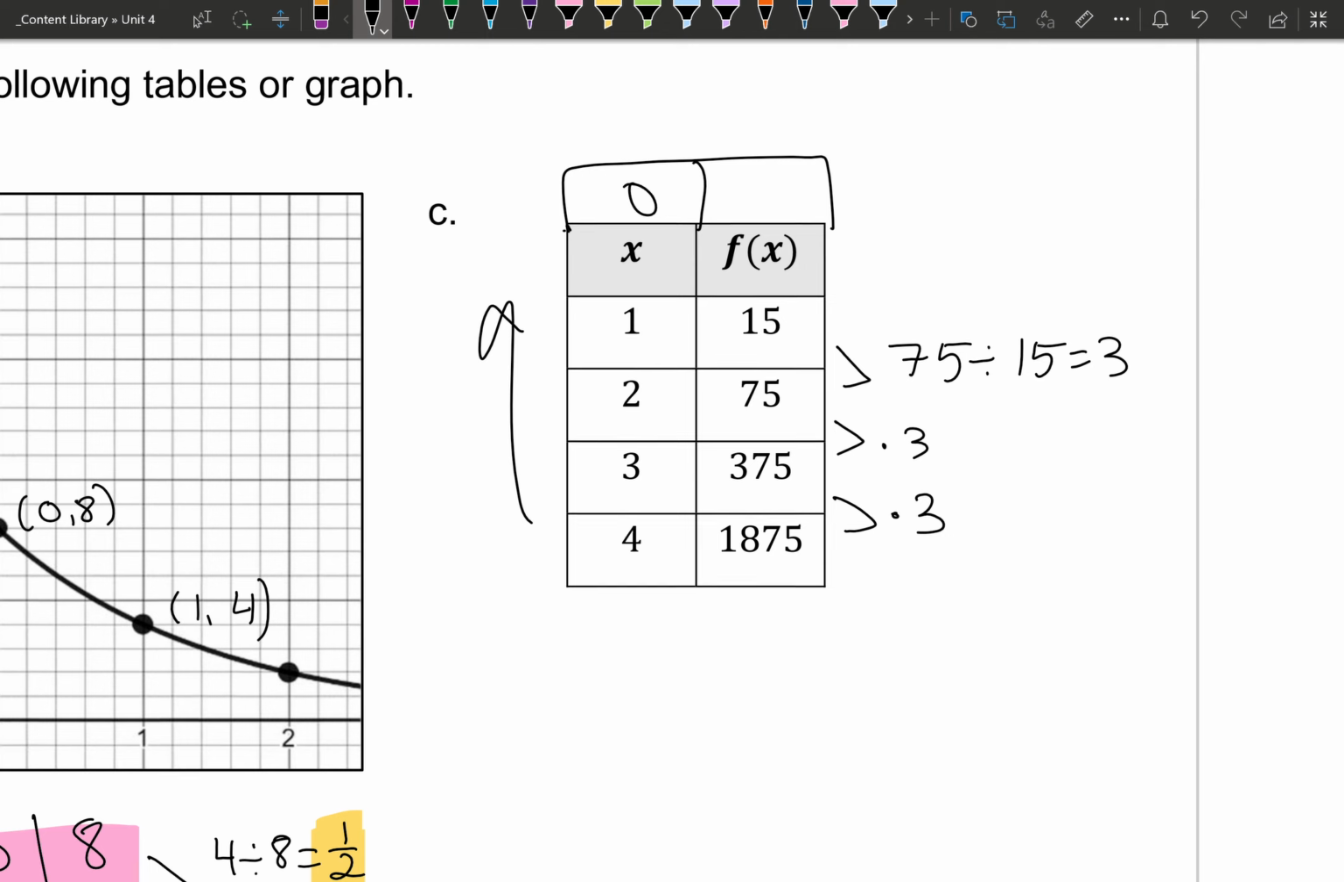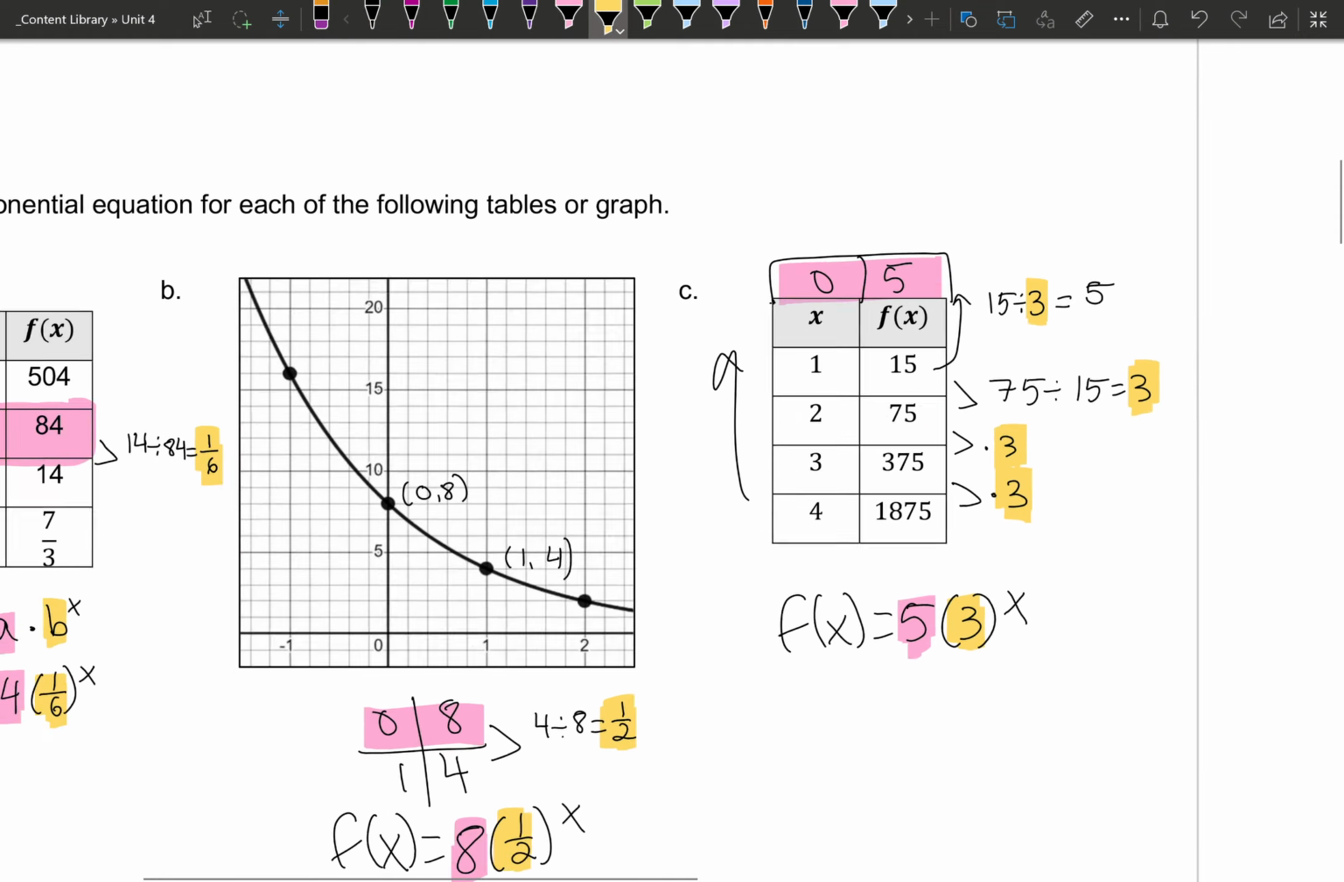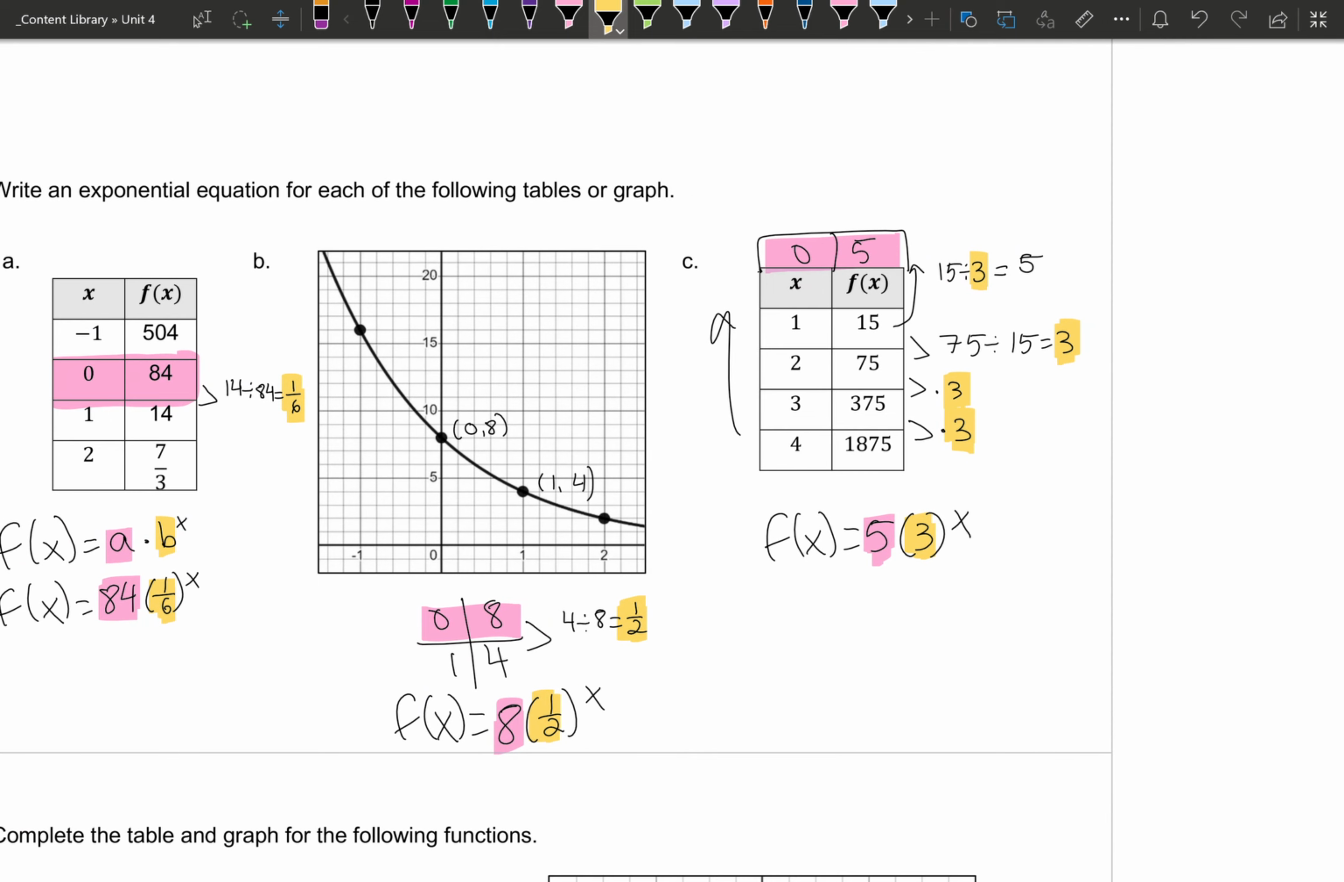If I was to try to find 0, I would have to go backwards on my table. 0 would have been up here. Well, what's the opposite of multiplying? That's right, it's dividing. So to find this number here, we're going to do 15 divided by 3. And it's the 3 we got from our pattern. 15 divided by 3 is 5. So 0, 5 is our y-intercept. We got all our information. 5 times 3 to the power of x.